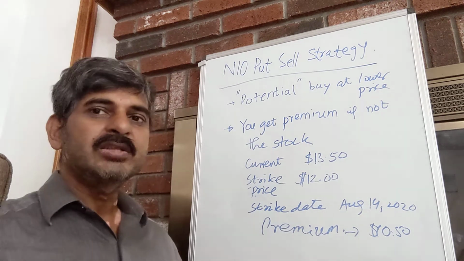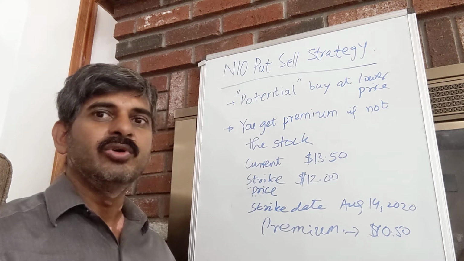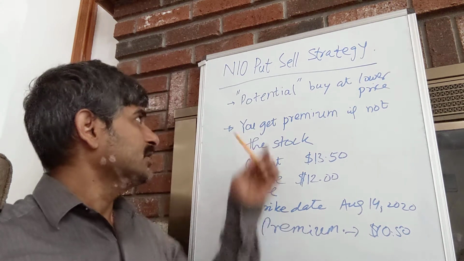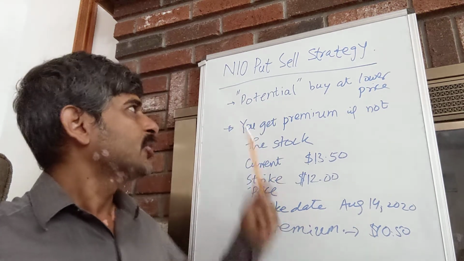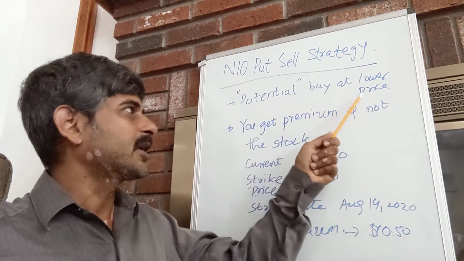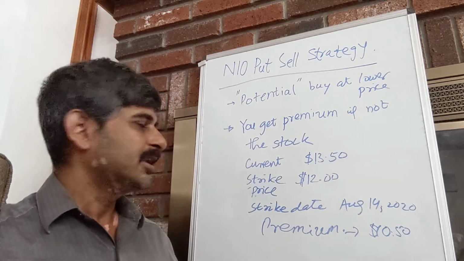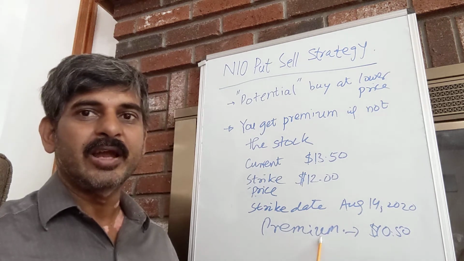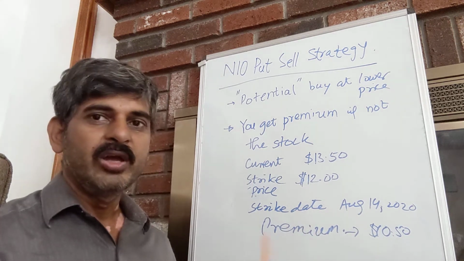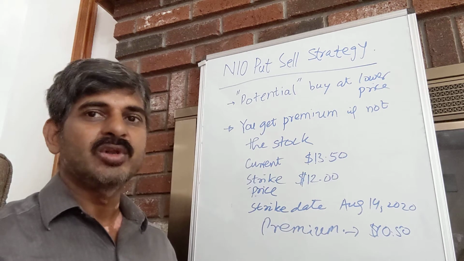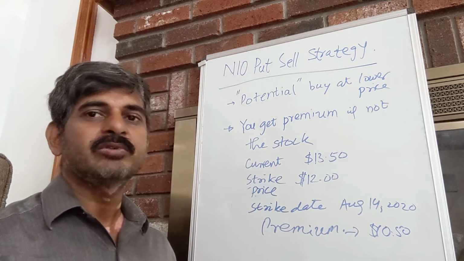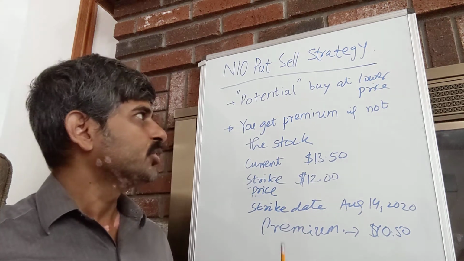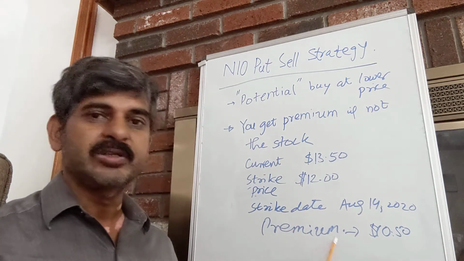So put sell strategy is used to potentially acquire a stock at a lower price, because you may or may not get it. And if you do not get to allocate the share, you at least get the premium. And you do it for a stock that you actually would not mind if that stock is allocated to you. You usually use this strategy if your intention is for a premium.